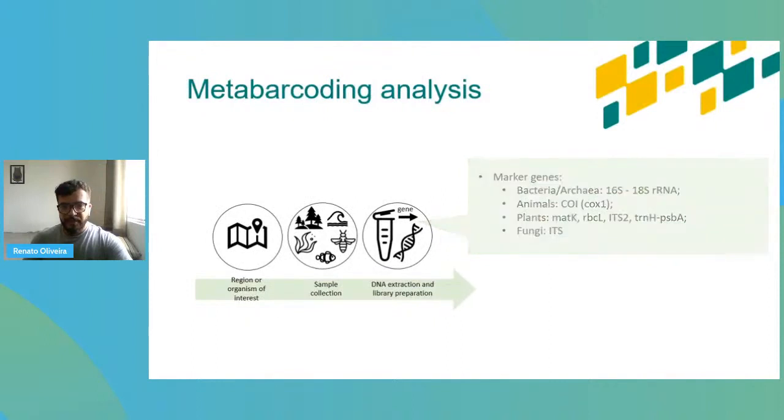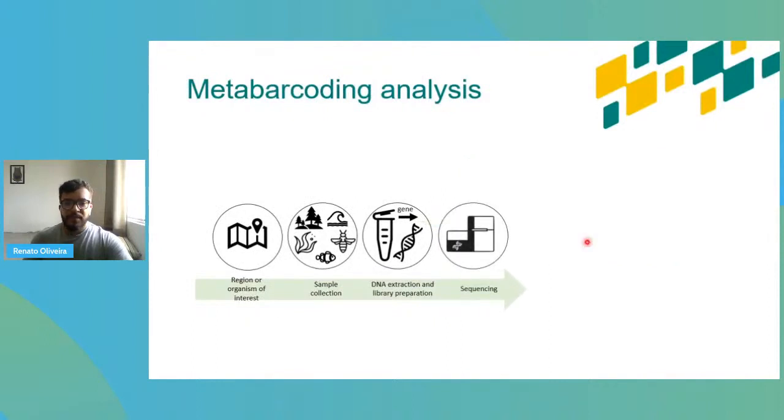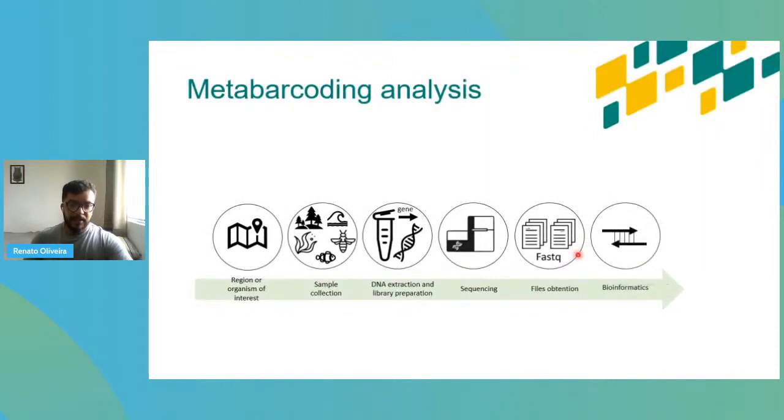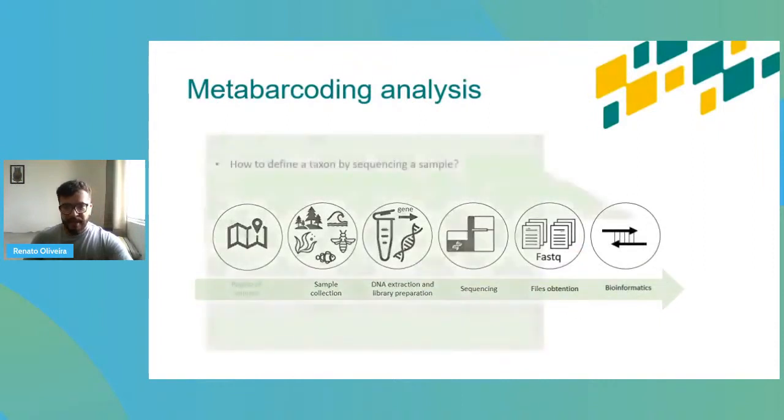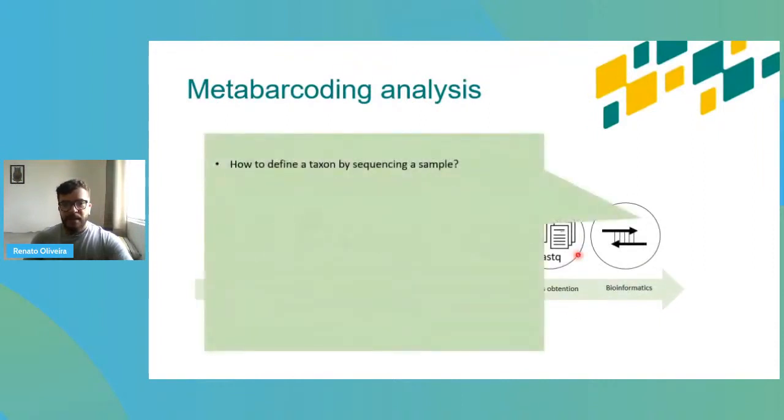And once we have this genetic material, we can perform some sequencing. So we can use some platforms like Illumina, PacBio, MinION, IonTorrent. And this sequencing will generate some FASTQ files. These are text files with the genetic information that we need to perform some bioinformatic analysis. And with this bioinformatic analysis, we can find the taxa that are present in a given sample.